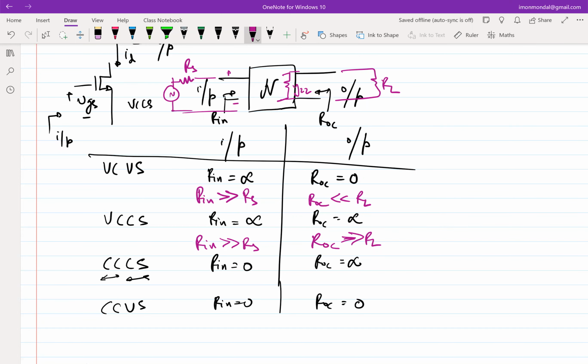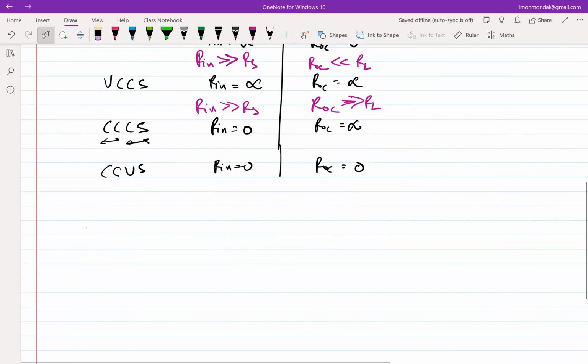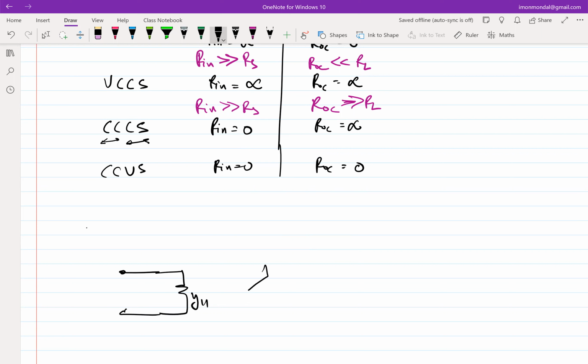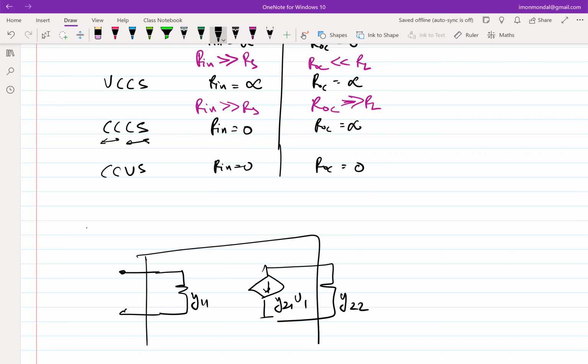Doesn't look like it. So let me draw it. What was the two-port network? You had Y11. I'm not drawing the feedback from the output to the input. You had Y21 V1, then you had Y22. This was the stuff inside the box. And we were connecting something here.